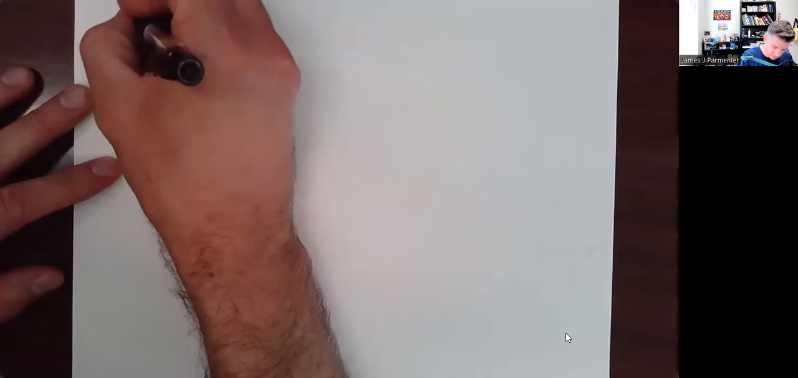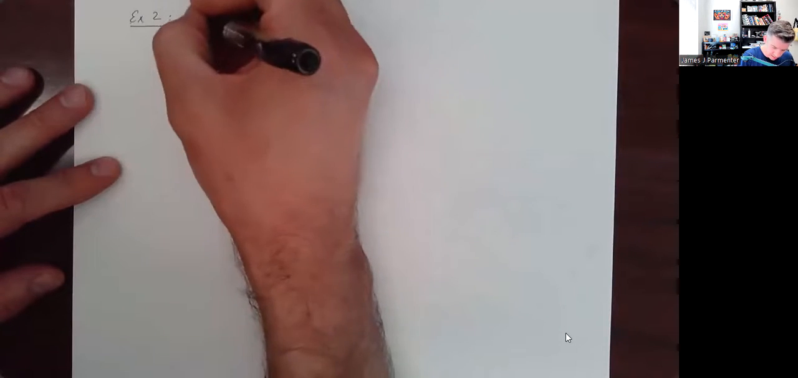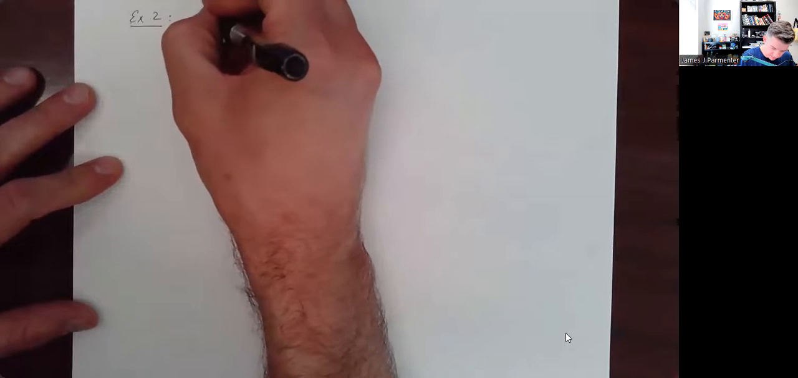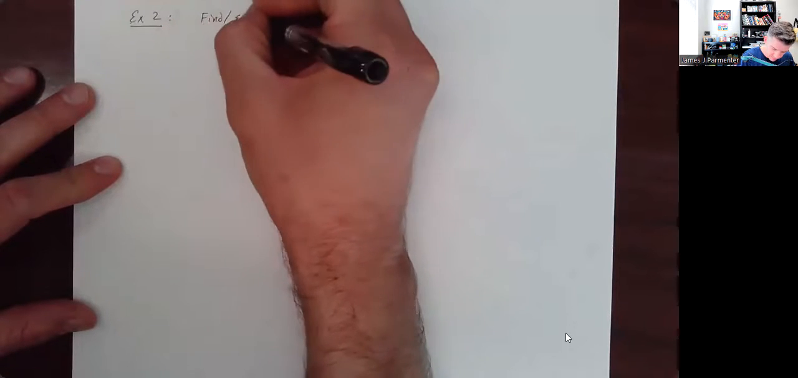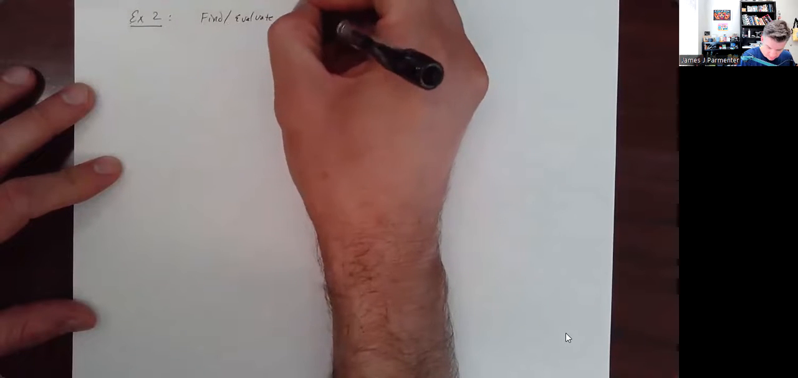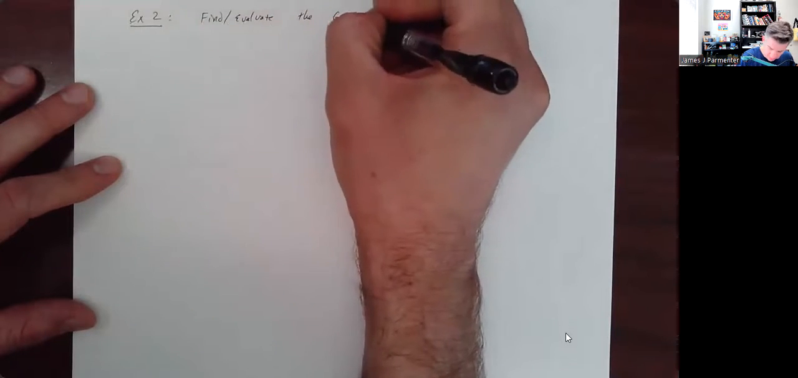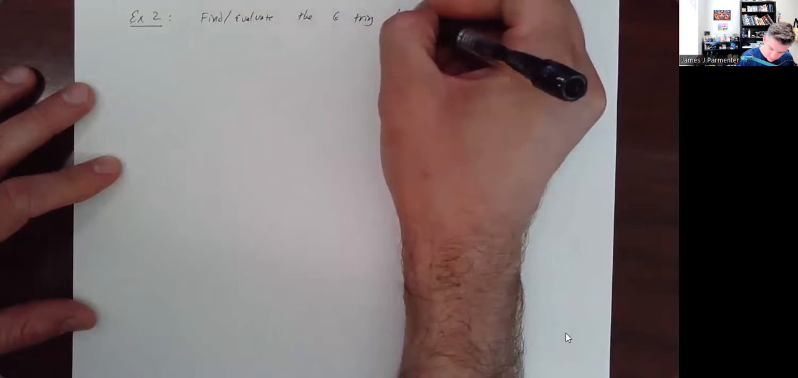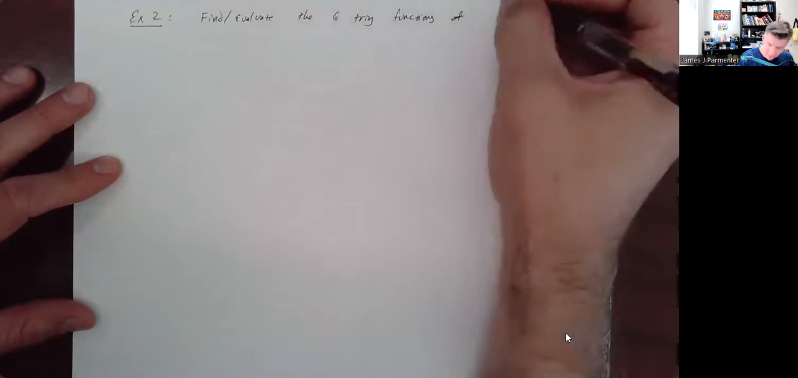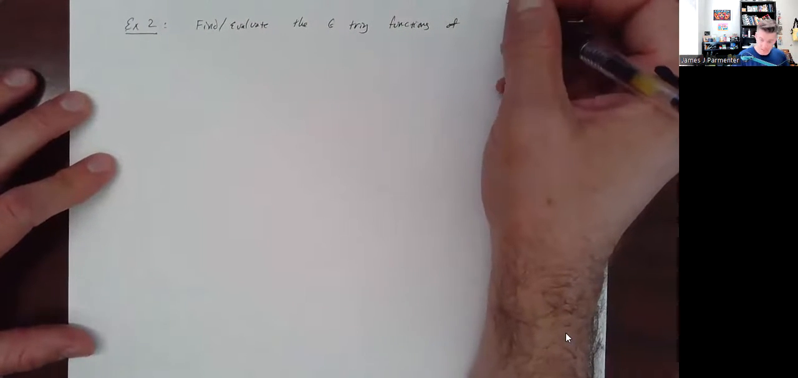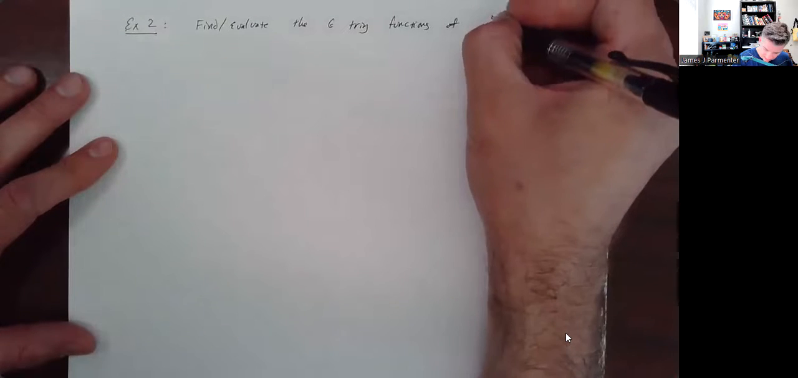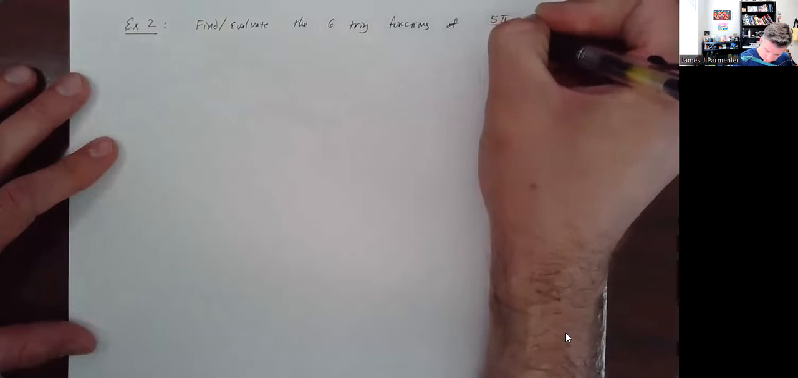Okay, so let's look at an angle that's in quadrant 3. Quadrant 3, let's go quadrant 4, and then we'll go back to quadrant 3, actually. So let's say our angle is, and this is example 2. Let's say now we want to find and evaluate the 6 trigonometric functions. There's got to be a faster way to write this. And let's do this one in radians. Let's say we have 5 pi over 3.